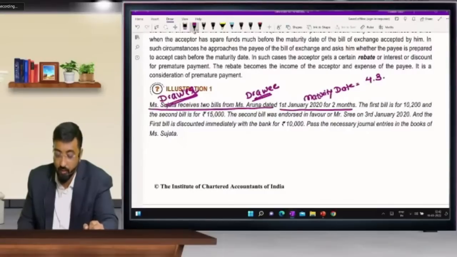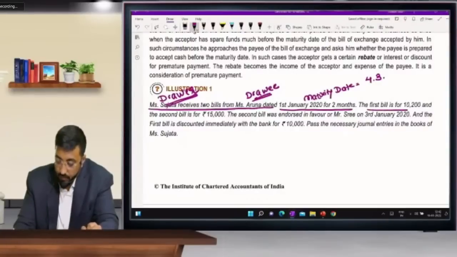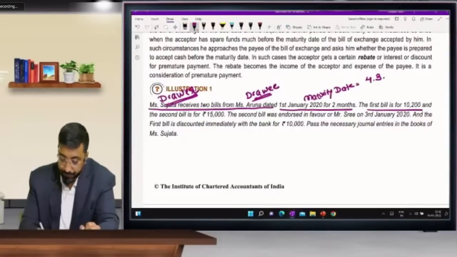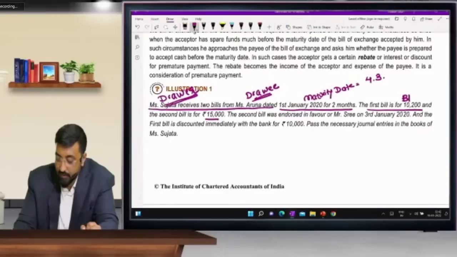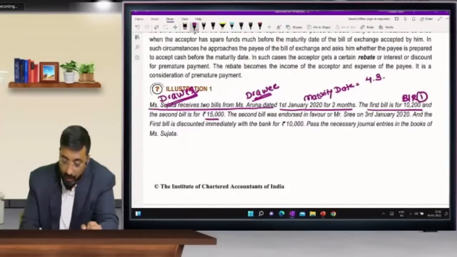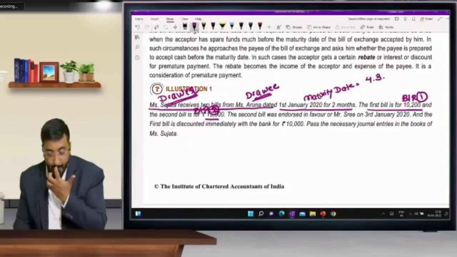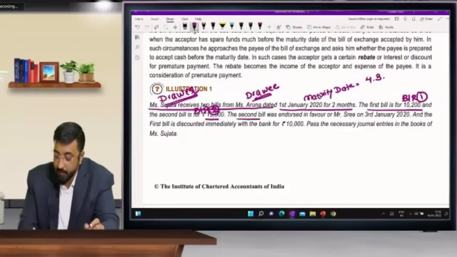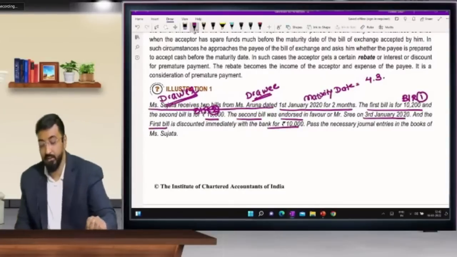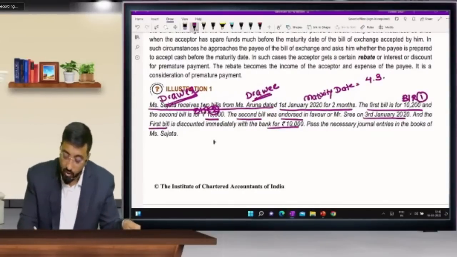You can write over there. The first bill, 10,200. So this is, I will call it as bills receivable 1. And this is bills receivable 2. The second bill is endorsed on 3rd Jan. And first bill is discounted with bank. So there are 3 entries.